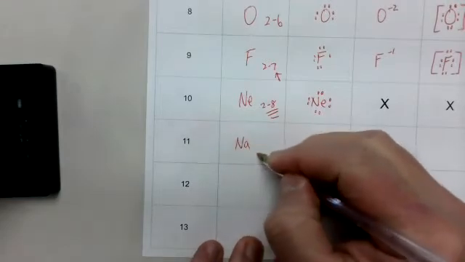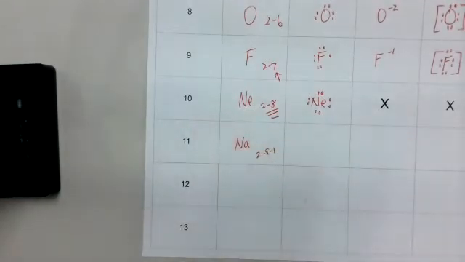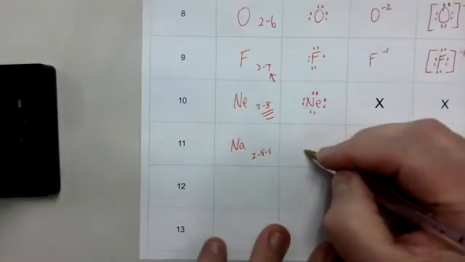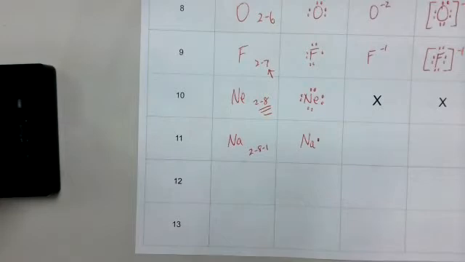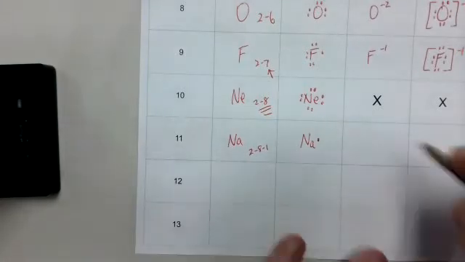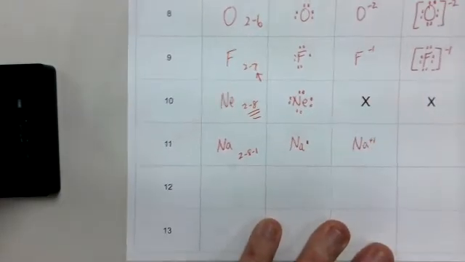Element 11 is sodium, which is a 2-8-1. We're now up to 3 orbitals, period 3. Now, to show the Lewis dot diagram, we only show the valence orbital, which is 1 dot. I put it on the right, but you could put that on the left or the top or the bottom as well. Now, when it makes an ion, it's going to lose 1 electron and become a +1 ion.